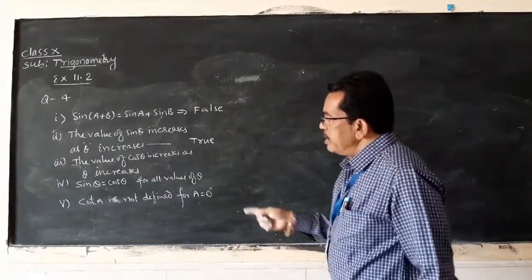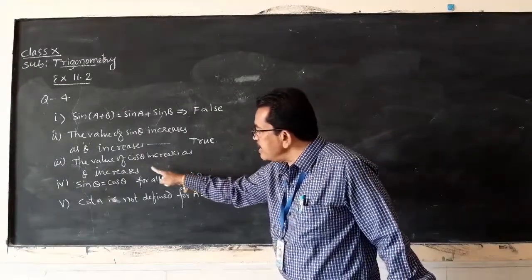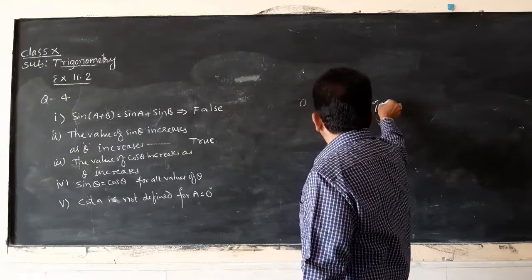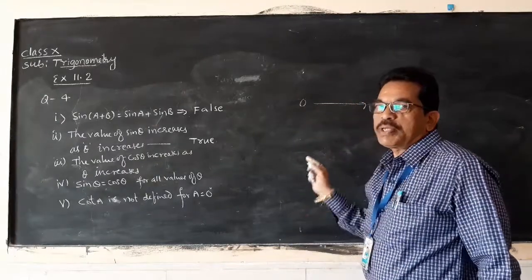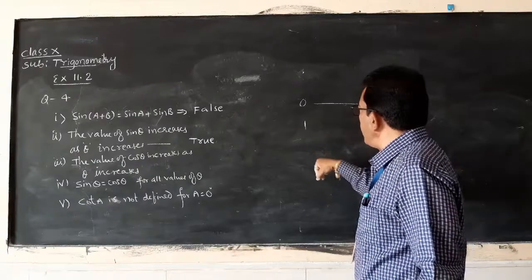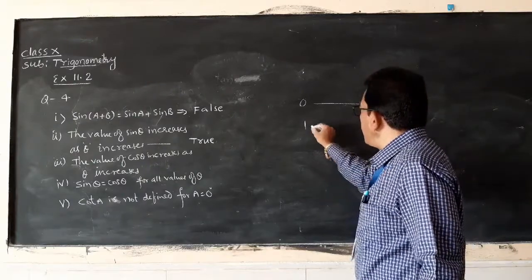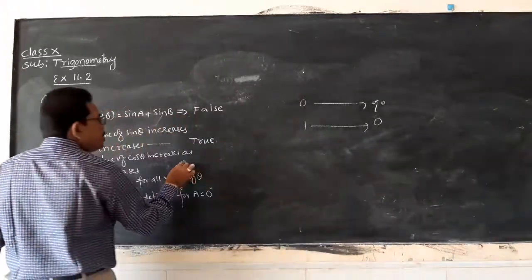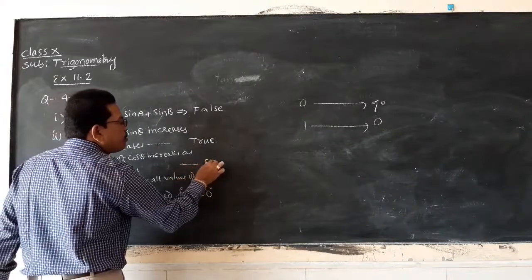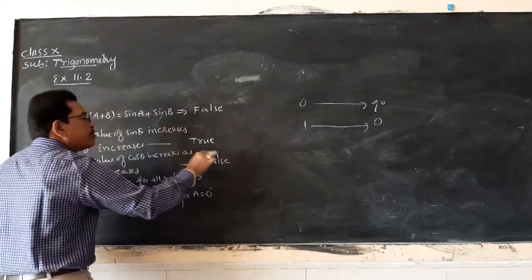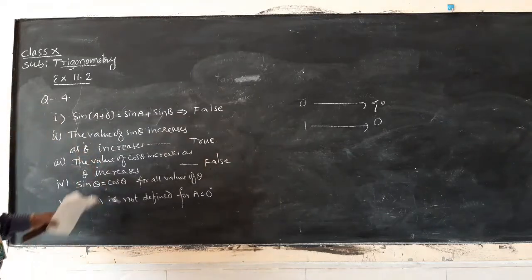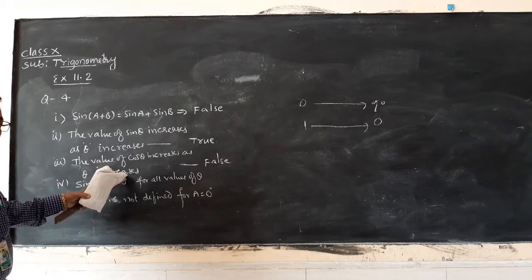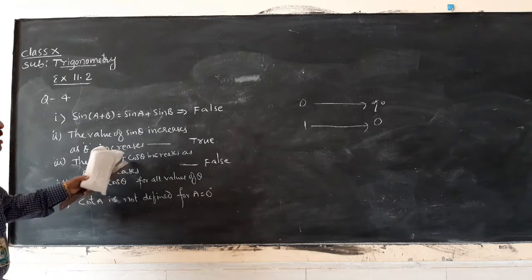Then third, the value of cos theta increases as theta increases. See, let us once again find cos of the specific trigonometric angles from 0 to 90. Cos 0 is 1 while cos 90 is 0. That means this statement does not increase but decreases. So this statement is false. Which one is false? That is the third one. Actually the value is decreasing.